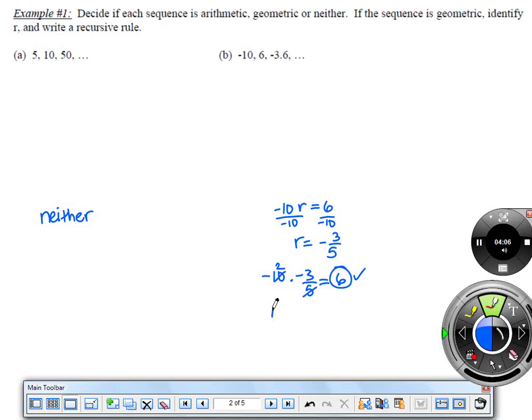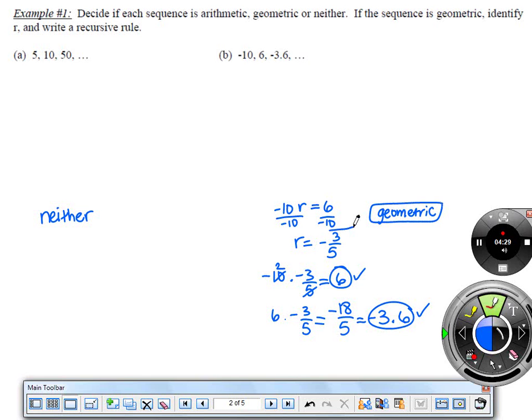Now if I take 6 and multiply it by negative 3/5, do I get negative 3.6? So I get negative 18 over 5. And if I divide that out, I get negative 3.6. So negative 3/5 is a common ratio for this sequence. So it is geometric, with a common ratio of negative 3/5.